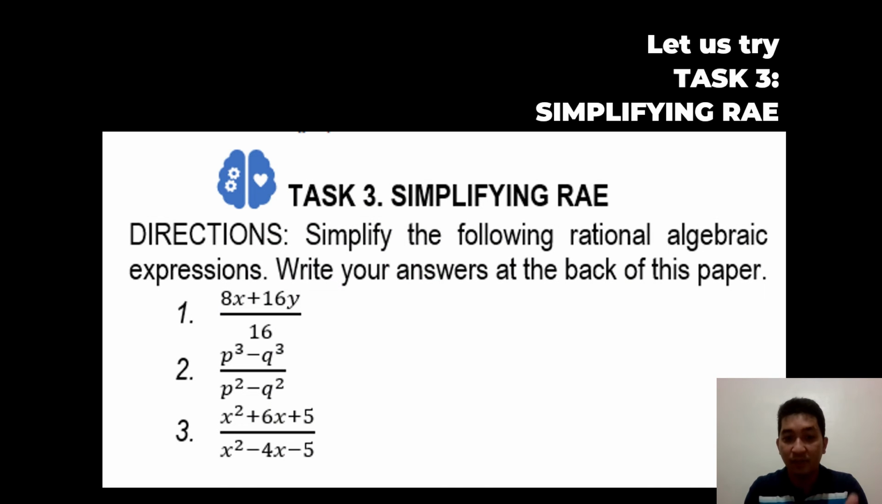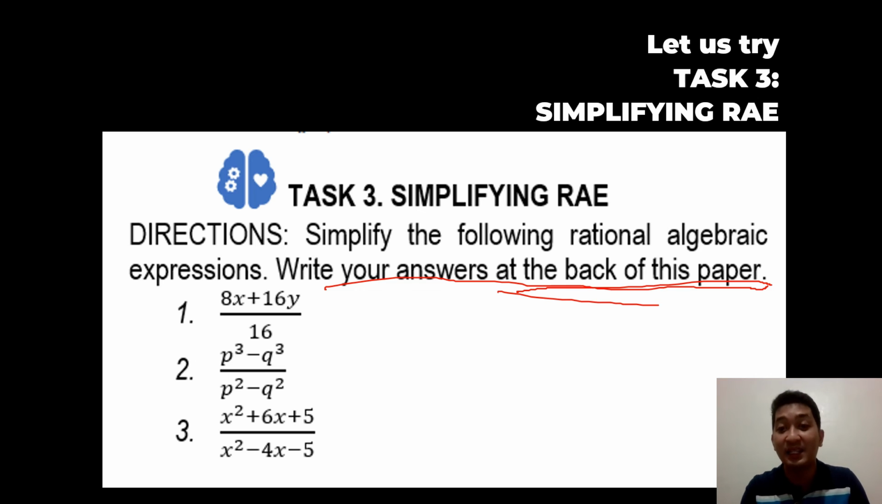Now, let's try with your task 3. Let's go with your task 3, simplifying rational algebraic expression. You just have to apply the steps I have given you with this one. Ano bang task? Simplify the following rational algebraic expression and write your answers at the back of this paper. Sir, saan ko po isusulat ang sagot ko? At the back of this paper. Saan isusulat? Sa likod ng inyong papel na hawak, which is your worksheet.